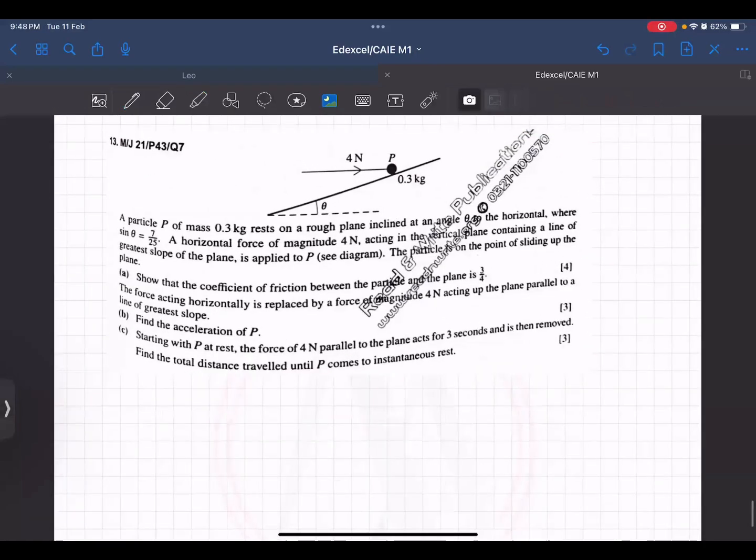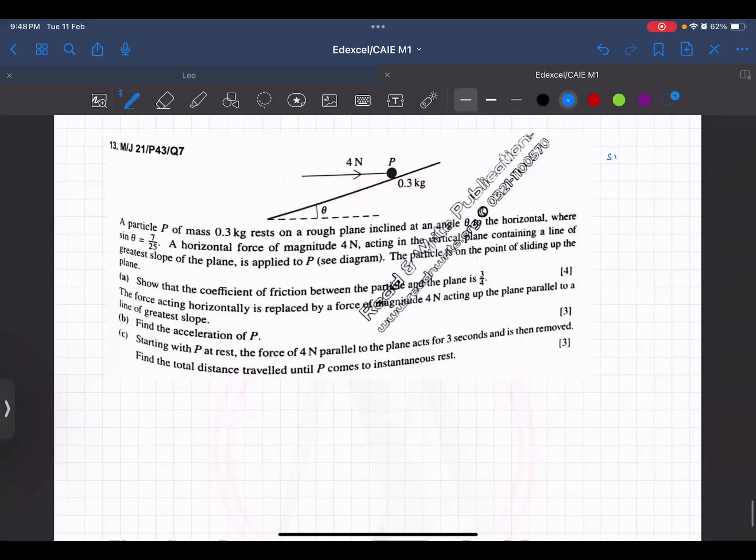A particle P of mass 0.3 kg rests on a rough plane inclined at an angle theta, where sine theta is 7/25. The mass is 0.3 kg. A horizontal force of magnitude 4 Newton acts on it, as we can see. Show that the coefficient of friction is such that the particle is on the point of sliding up the plane.